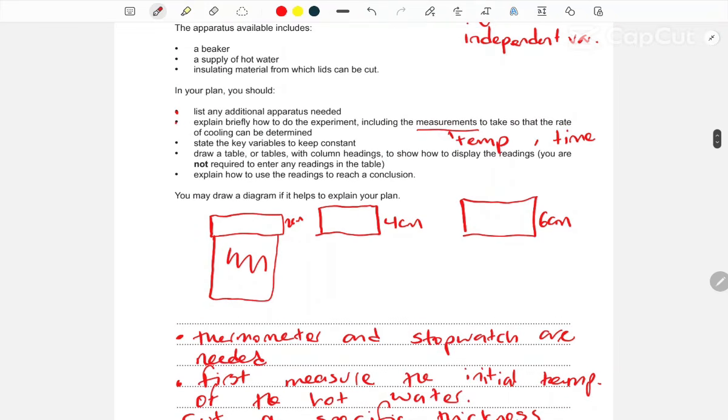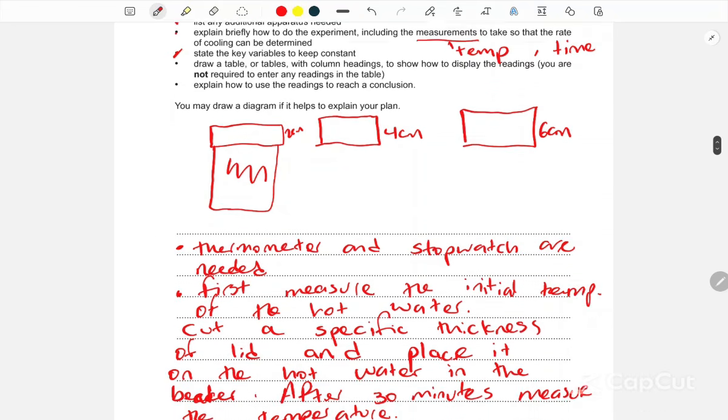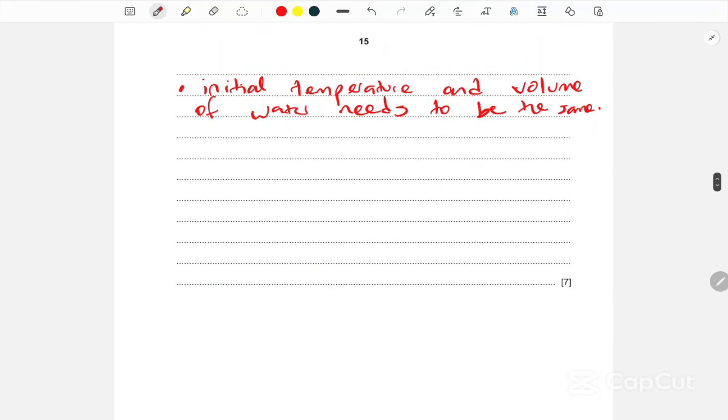And then our fourth point, draw a table or tables with column headings to show how to display the readings. So for the table on this one, we will have two columns. The first one is going to be thickness of lid. That's going to be our first column.